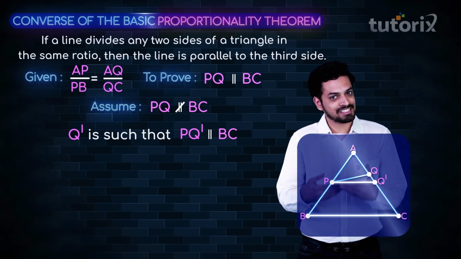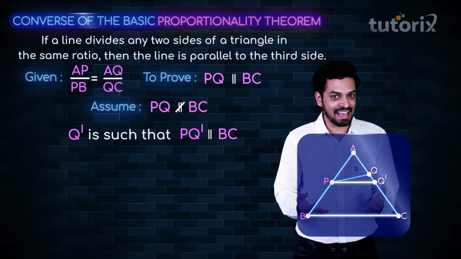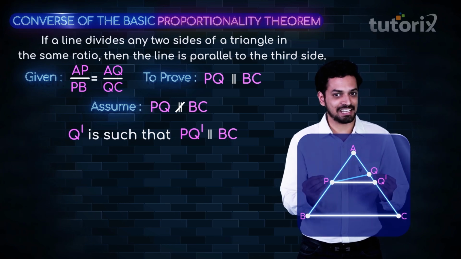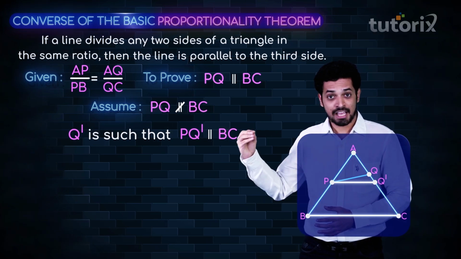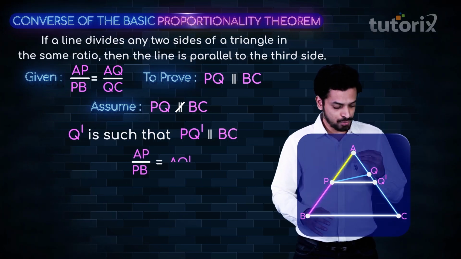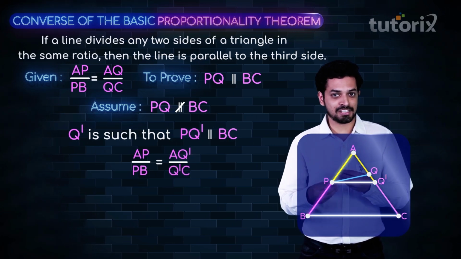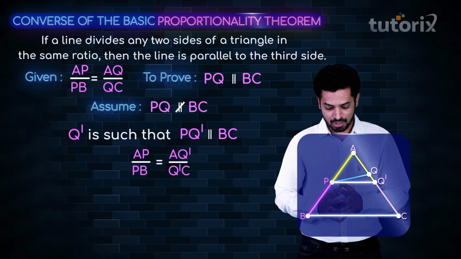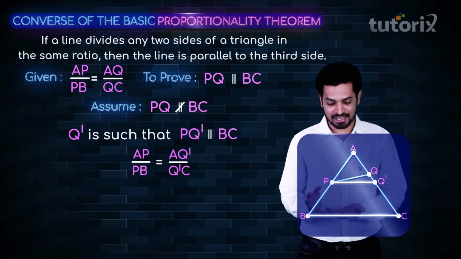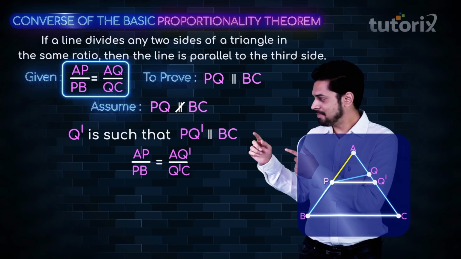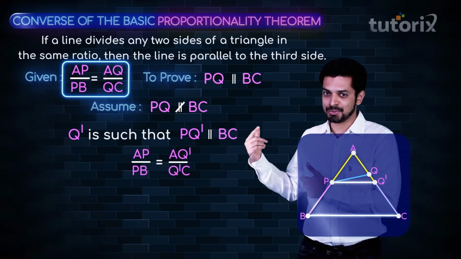So can we use the basic proportionality theorem? Right? We can. So I can write that PQ dash divides both these sides in the same ratio, that is AP by PB is equal to AQ dash by Q dash C. This is the observation from the basic proportionality theorem that we have made because PQ dash is parallel to base BC. But from the given information, we already know that AP by PB is equal to AQ by QC.